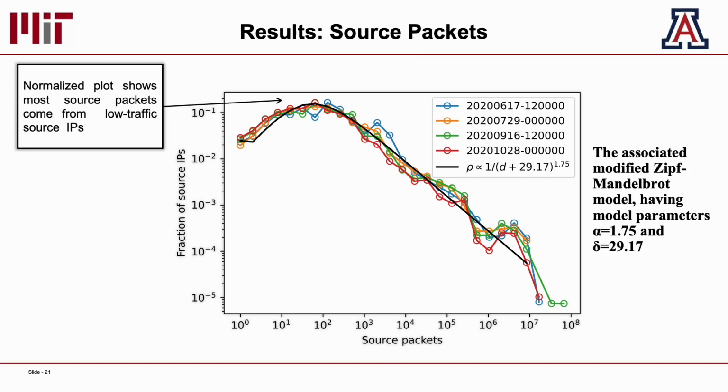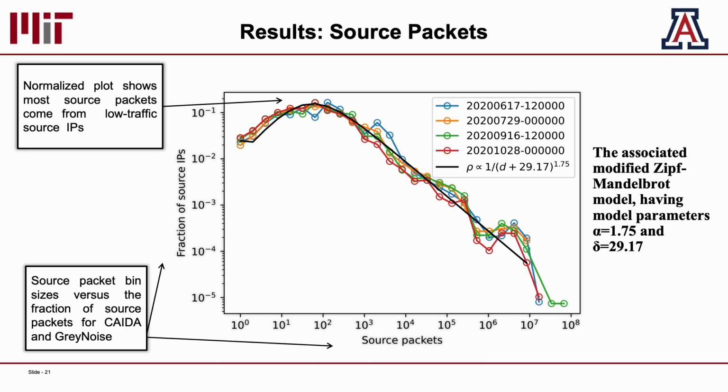Here we have the distribution of packets sent. We can see that for all 4 dates, they are very closely associated with each other. Our model closely fits all 4 dates. Using gradient descent methods, we were able to figure out what the parameters were for the model.